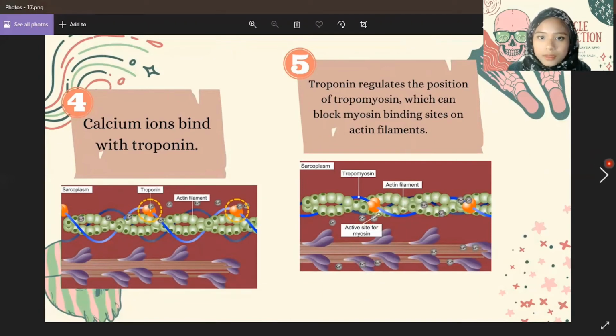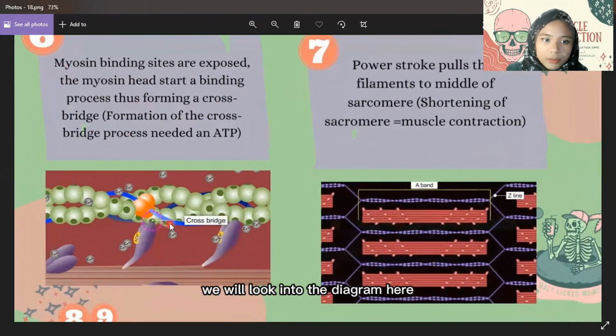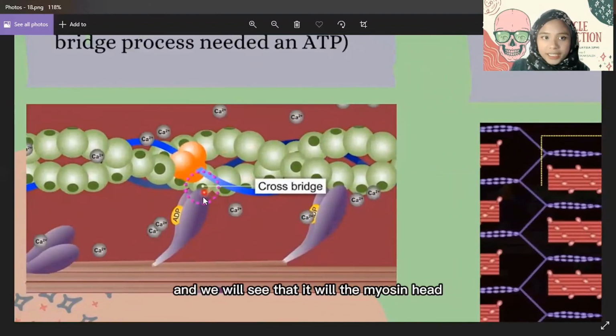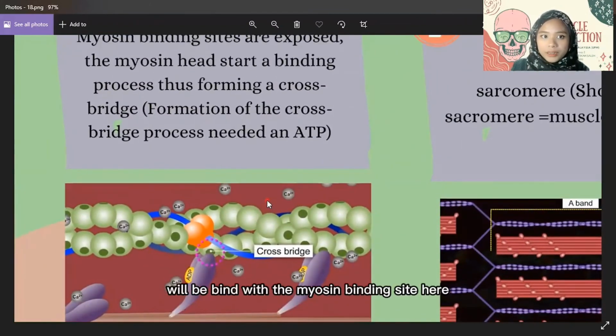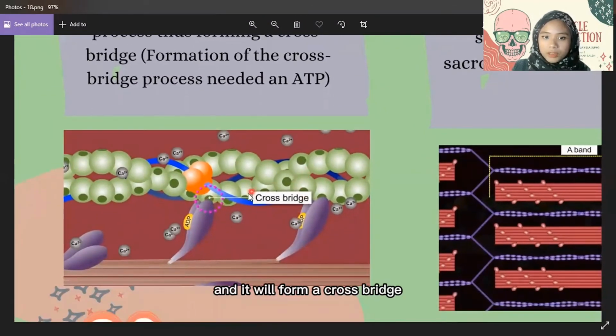The next step is that the myosin binding sites are exposed, and the myosin head starts a binding process, thus forming a cross bridge. In the diagram here, we will see that the myosin head binds with the myosin binding site, the dark green hole here, and it will form a cross bridge.